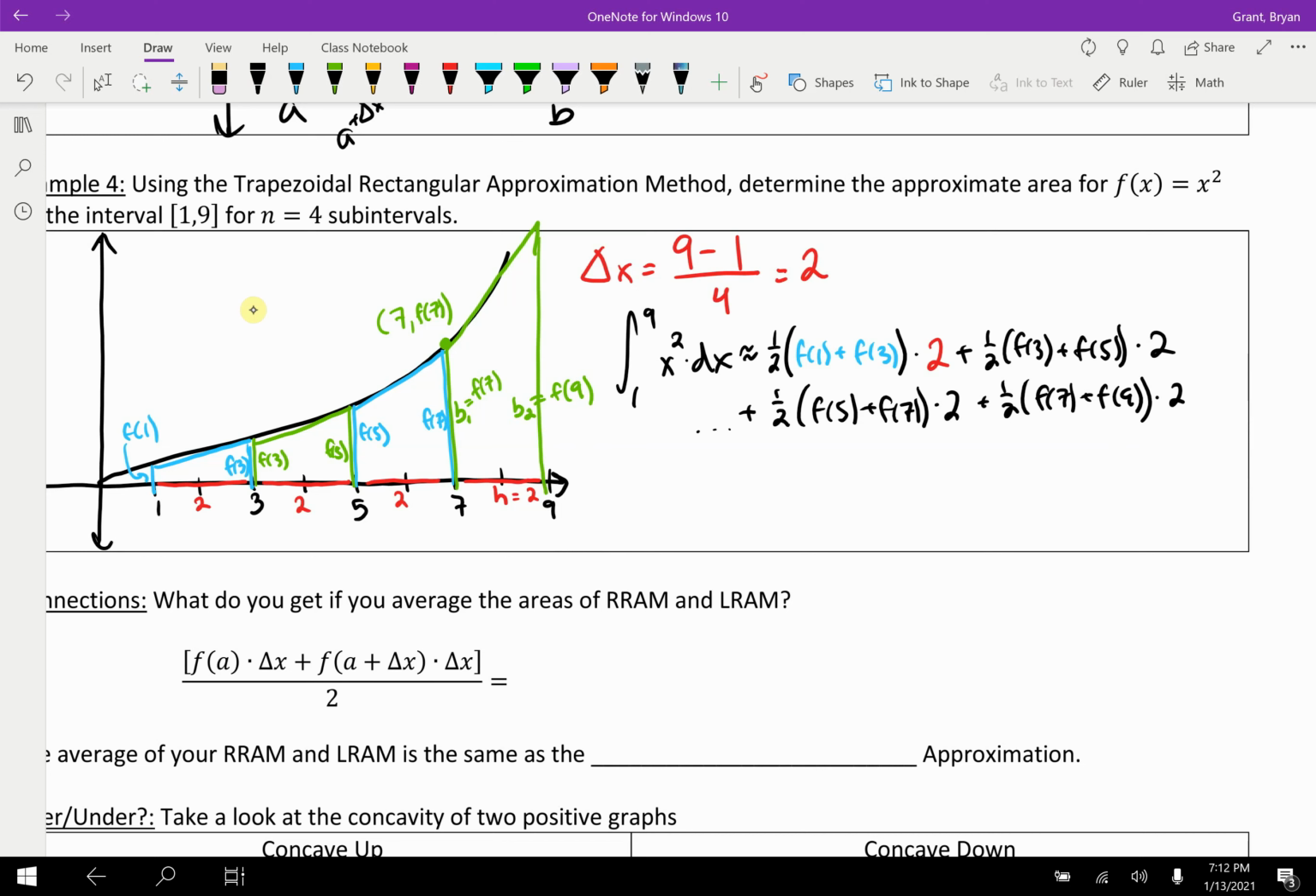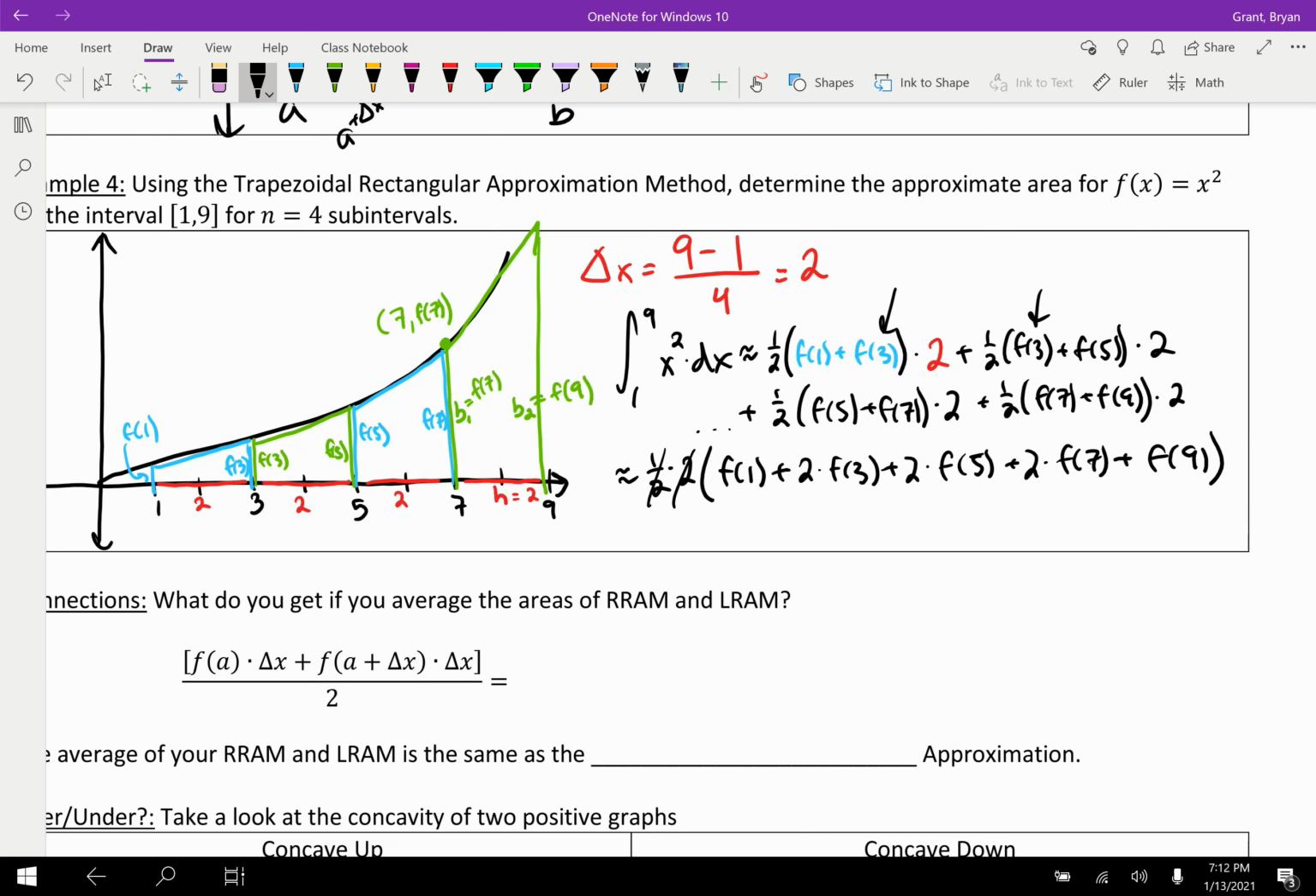Good. So we go through, and we could totally do that, but also notice that there's a way to simplify a bit, right? We could factor out the 1/2 that's common to all of them, and the 2 that's common to all of them, and maybe rewrite it like so. F of 1 plus, then there are 2 f of 3s, so 2 of those. There are 2 f of 5s, 2 f of 7s, and only 1 f of 9. And that will give us our trapezoidal approximation method.